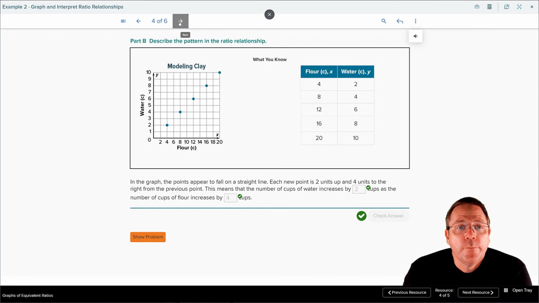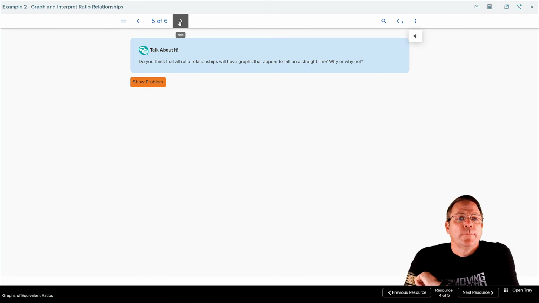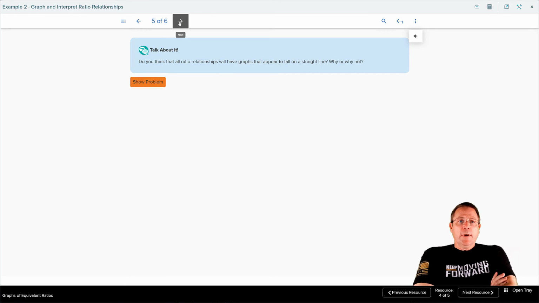I hope so. Moving forward, do you think that all ratio relationships will have graphs that appear to fall in a straight line? Why or why not? Well, guess we're just going to have to wait and see, won't we? If it is a ratio relationship, though, that means that each set of ratios is equivalent, and if each set of ratios is equivalent, it will indeed fall into a straight line.